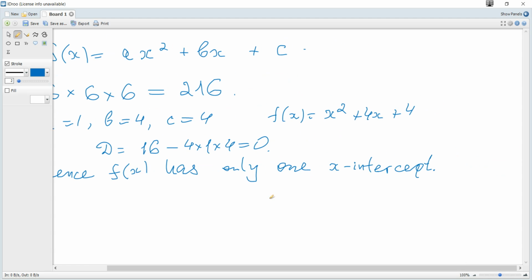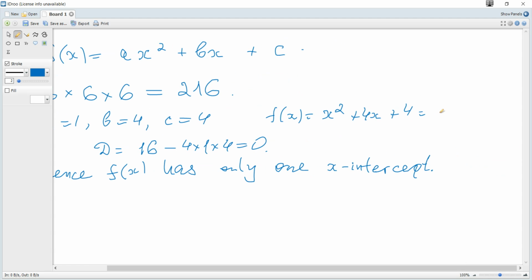Or we can show it by completing the square. It's clear using the formula (a plus b) squared is a squared plus 2ab plus b squared. It's (x plus 2) squared. Equating it to 0, we can see that x is negative 2. It's the only x-intercept.